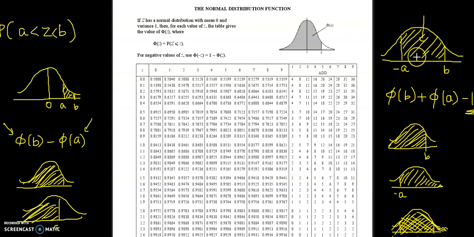Try to find the answers for some points. Take some two examples, try to find the values and see whether you are able to get it. You can check it for minus 1.2 and then you can have 0.5, for example. Try to find the region in between that.